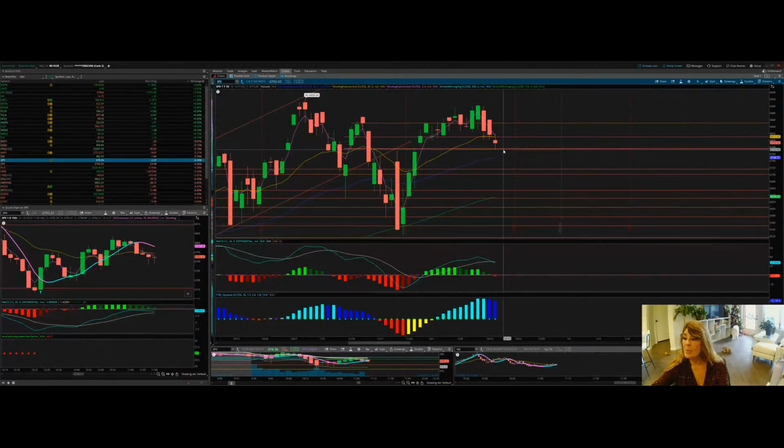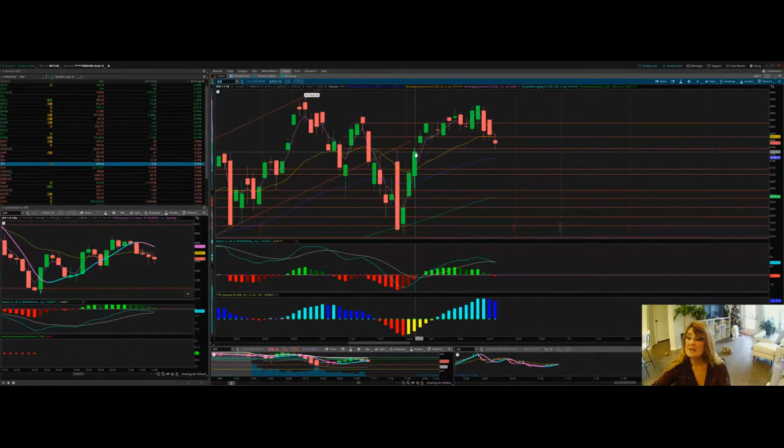So we hit this support zone right here at 67.76, and our next target is going to be this gap fill. Do you see this air between these candles? That's what's known as a gap.